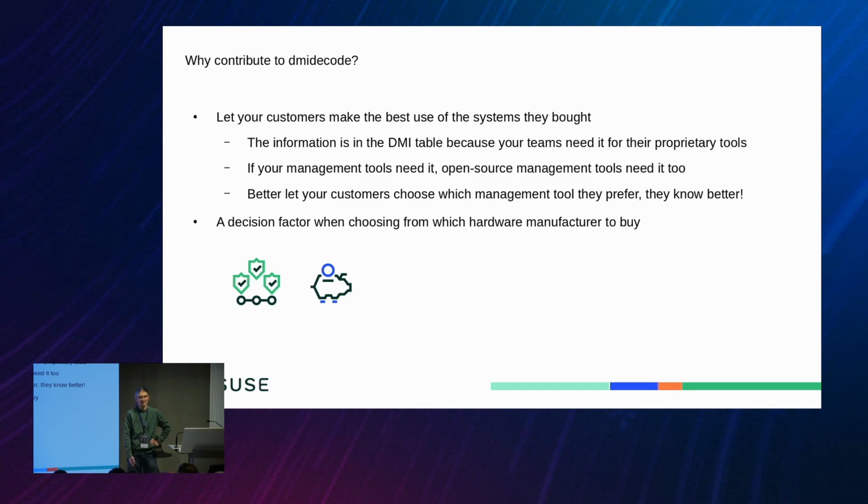And in the long run, it could actually become a decision factor when you have to choose between two hardware manufacturers and everything else is equal, same quality, same kind of machines. Well, it can become a decision factor if integration with open source tools is better from one vendor. For example, Dmidecode being one example of how you can integrate better with open source tools.